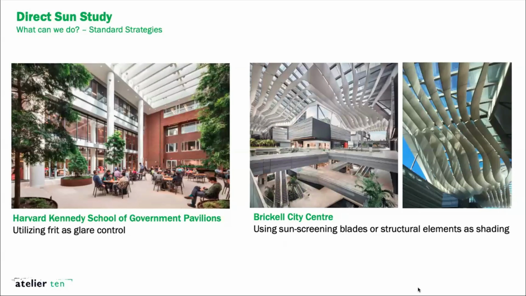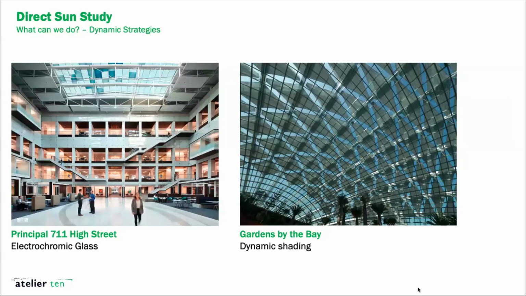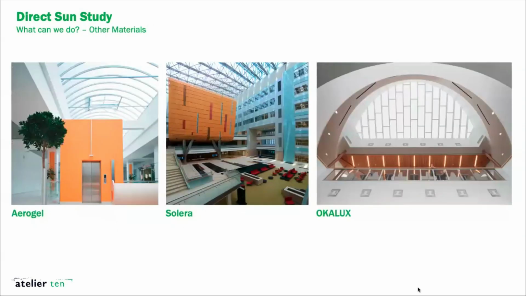And so how are we going to shade the skylight? There's many different options that we can explore. And so we presented this to the architect to understand what they were open to us exploring. So the one example is utilizing frit as glare control. Another one is using the actual structural members as shading elements themselves, which was initially our preferred method for shading the space, but the architect was less open to that. There's also other techniques like dynamic strategies, like electrochromic glazing and dynamic shading, as well as other materials like aerogel and Ocrolux that will allow for shading the space.